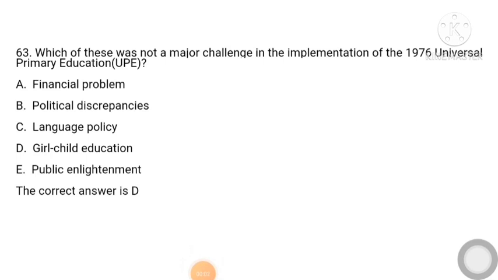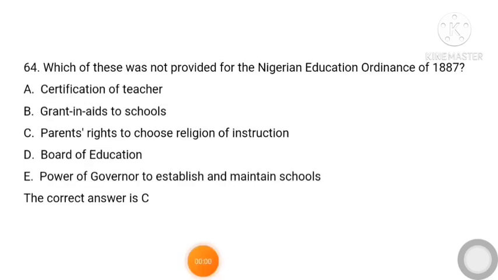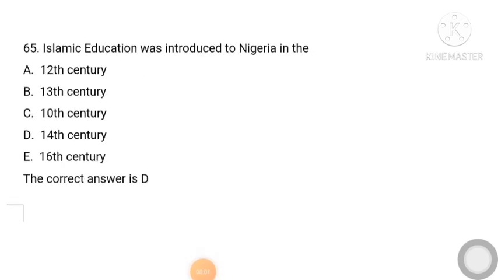63. Which of these was not a major challenge in the implementation of the 1976 Universal Primary Education, UPE? The correct answer is D, girl-child education. 64. Which of these was not provided for the Nigerian Education Ordinance of 1887? The correct answer is C, parents' rights to choose religion of instruction. 65. Islamic education was introduced to Nigeria in the 14th century. The correct answer is D, 14th century.